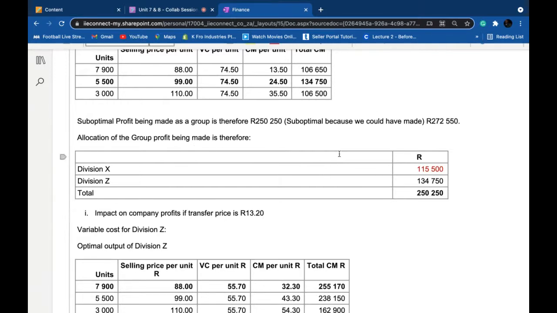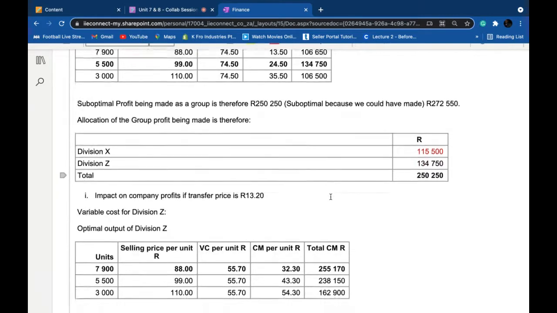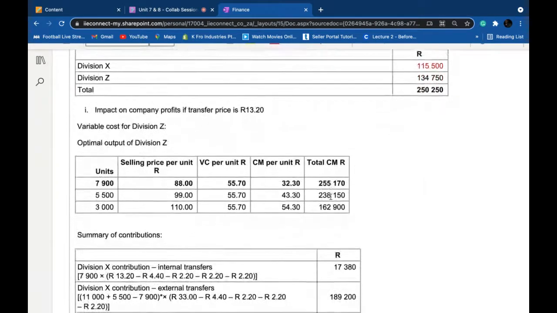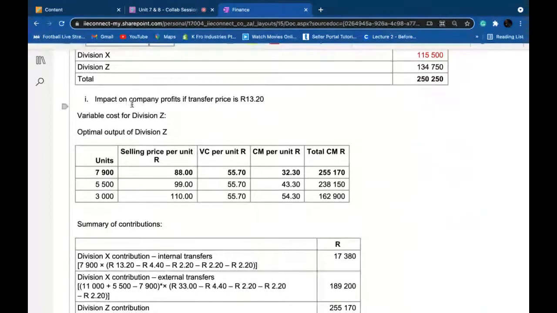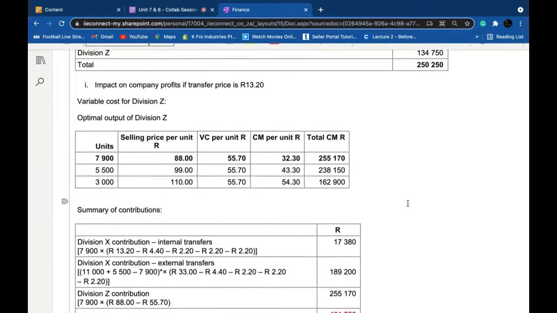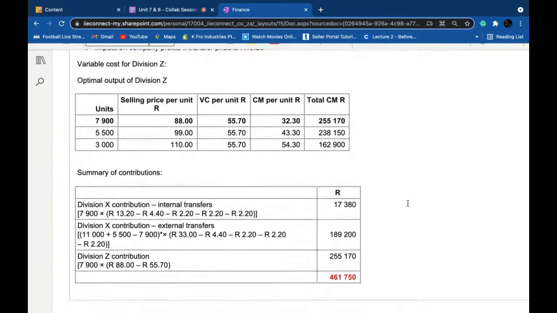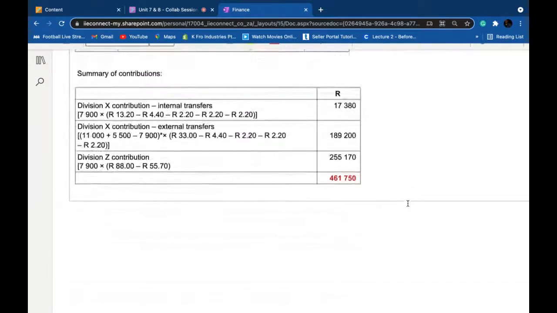Okay, right. Okay, there we go. Impact on company profits if transfer price is 13 Rand 20 variable cost to the optimal output of Z. Summary.